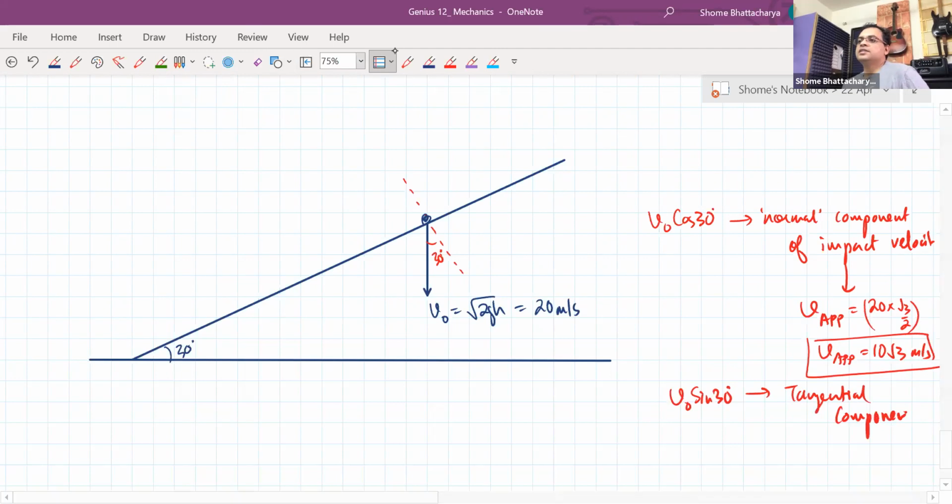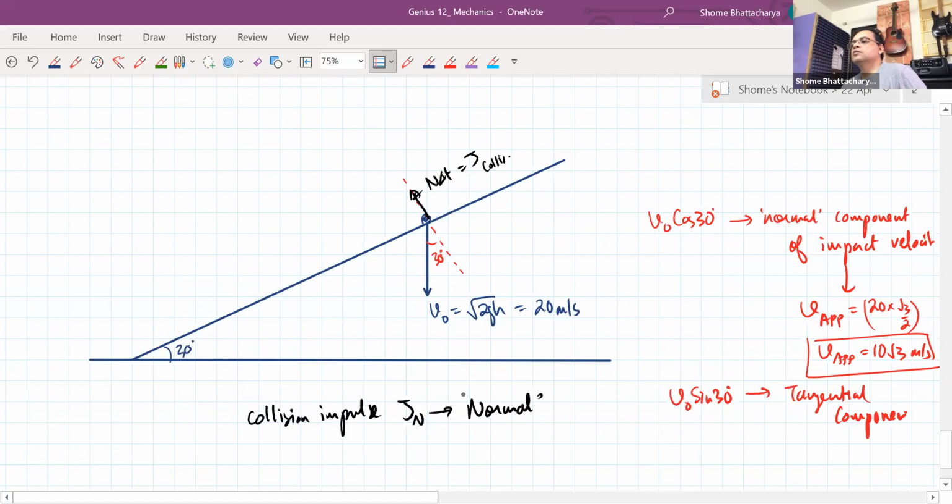Okay. Now, as the impact happens, we all know that the collision impulse that acts on this object will be normal. So that means the collision impulse is normal in nature. Therefore, tangential momentum should be conserved.